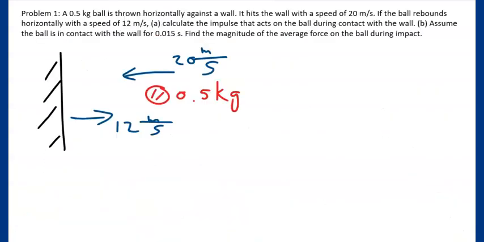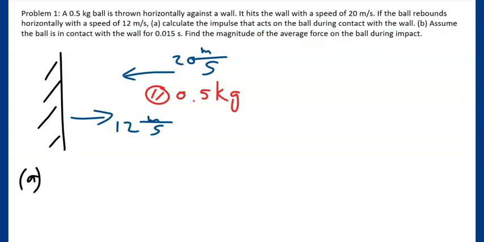Now, let's look at a problem associated with the Impulse-Momentum Theorem. You have a 0.5 kg ball, that's this one right there, thrown horizontally against a wall, that is the wall. It hits the wall with a speed of 20 meters per second. If the ball rebounds horizontally with a speed of 12 meters per second, calculate the impulse that acts on the ball during the contact with the wall, and assume the ball is in contact with the wall for 0.015 seconds, and if so, find the magnitude of the average force on the ball during the impact.